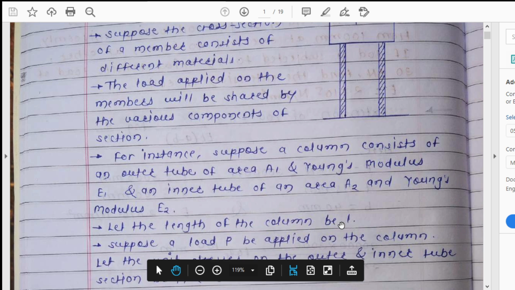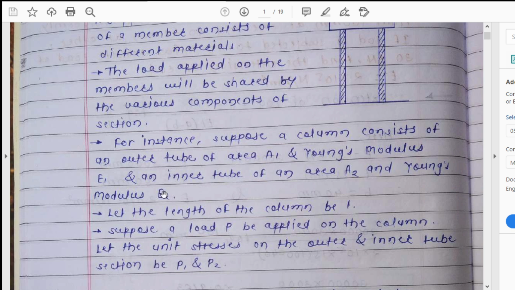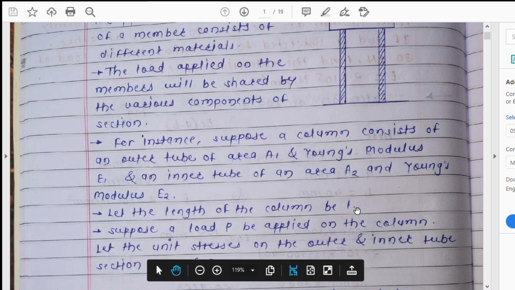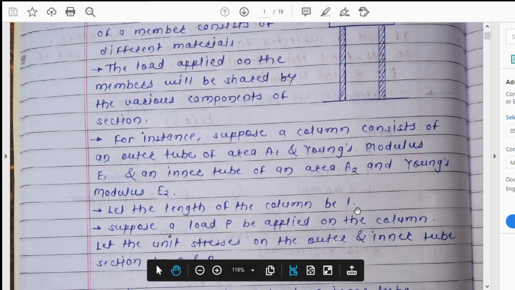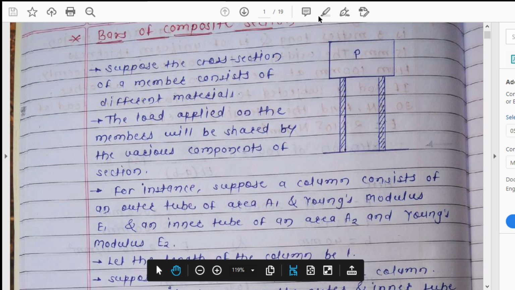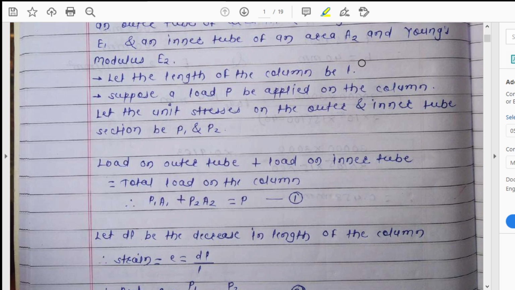Okay, now for instance, suppose a column consists of an outer tube with area A1 and Young's modulus E1. Now the inner tube has area A2 and Young's modulus E2. Here we have considered a column which has inner and outer areas and inner and outer Young's modulus. Now the length of that column will be L. Here we have supposed that the load P is applied on that column, which is shared by the inner and outer tubes both.